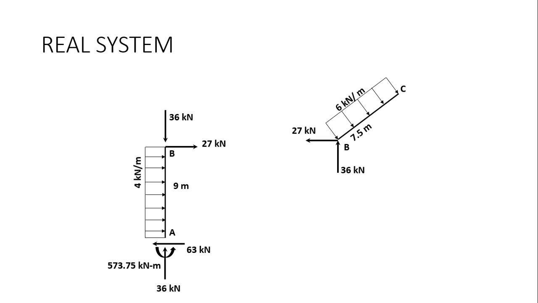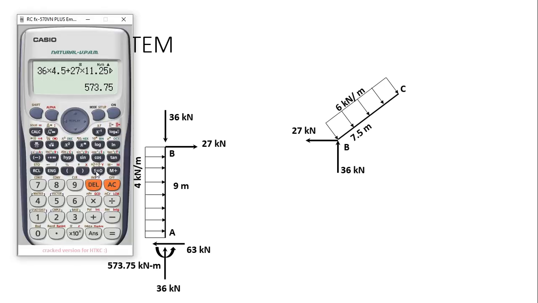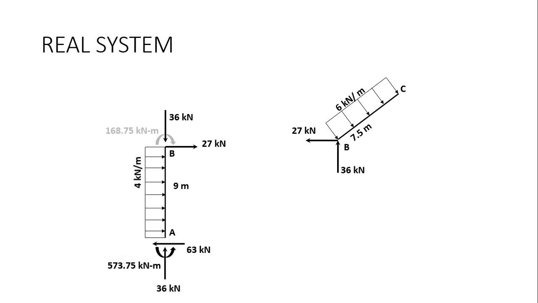And then by summation of moment, okay, paano naman ito? We have 63 times 9 meters. What else? Minus 4 times 9 times 4.5 minus 573.75. Okay, 168.75. So, opposite lang naman yung direction. Ito po yon. Okay, pasa rin natin sa kabila, which is this one.